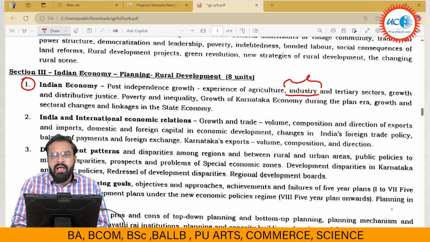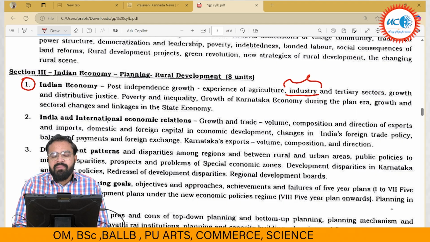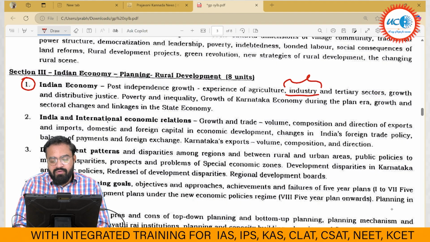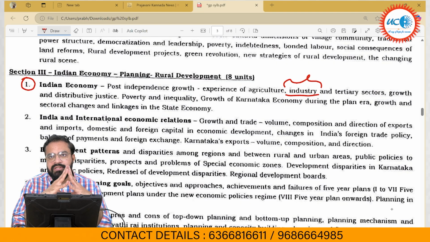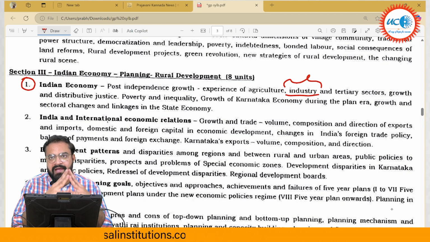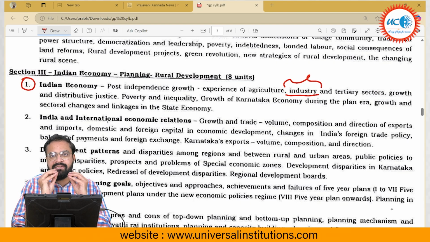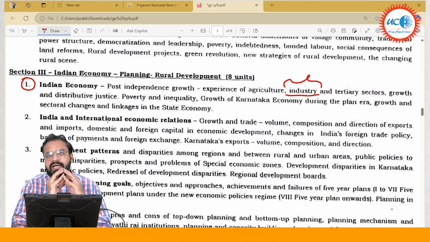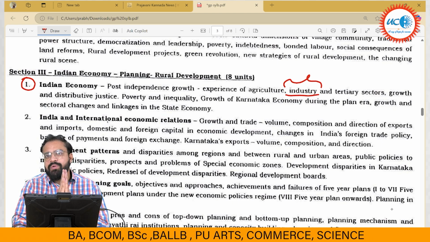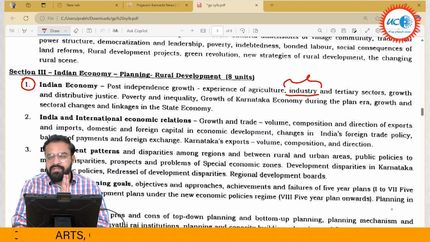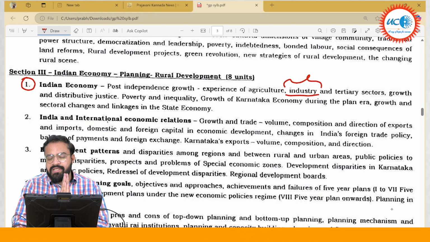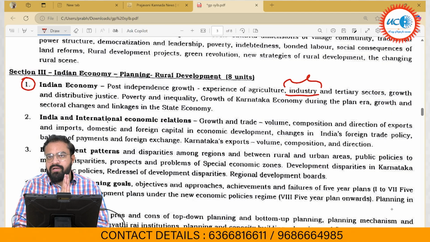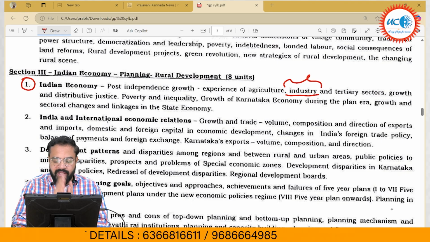As you saw in our second video session on agriculture, we clearly understood the important keywords, dimensions, and the data that must be used in answering any question related to agriculture. Similarly, in this session, we are going to look at the aspects related to industry.